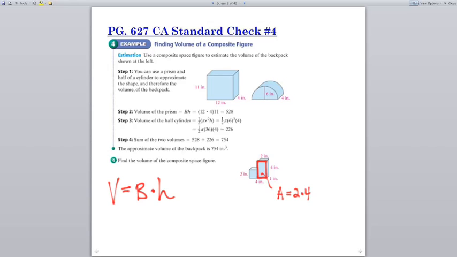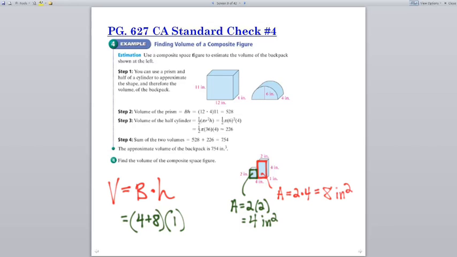That would be 2 by 4 as a rectangle, which is 8 square inches. That is 2 by 2, which is 4 square inches. So my base area, I add them together. That gets multiplied by the height of 1, as this is 1 over here. And so my volume becomes 12 cubic inches.